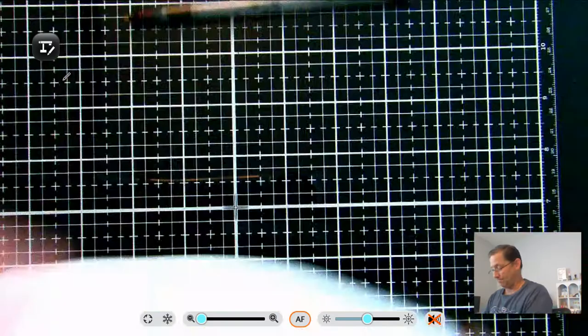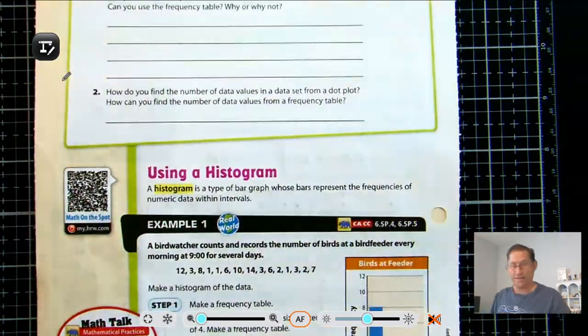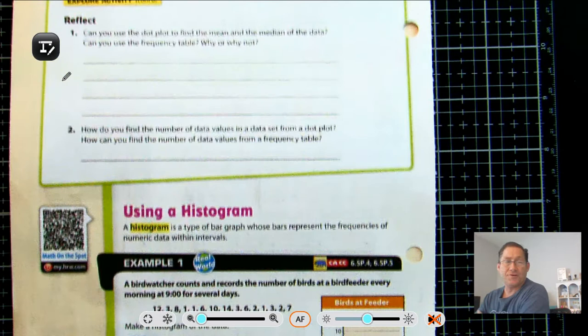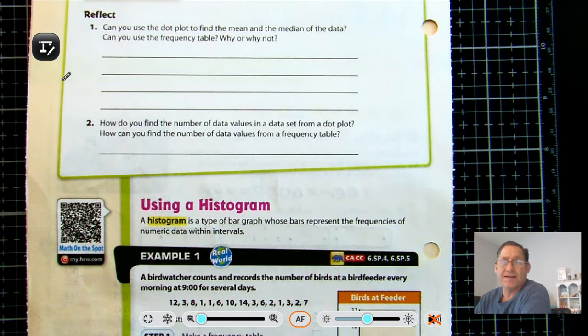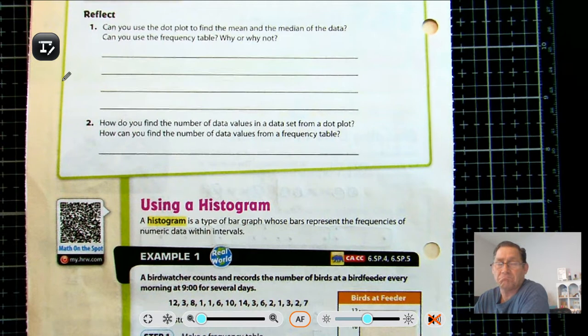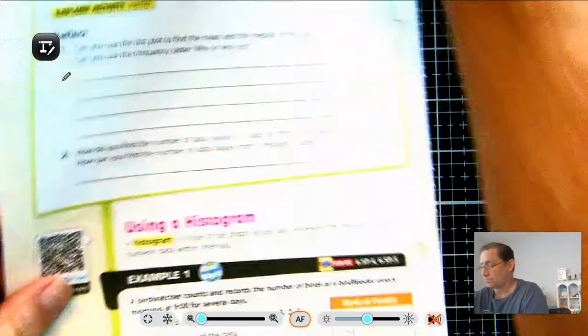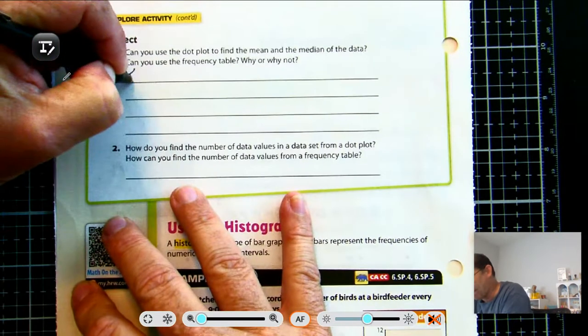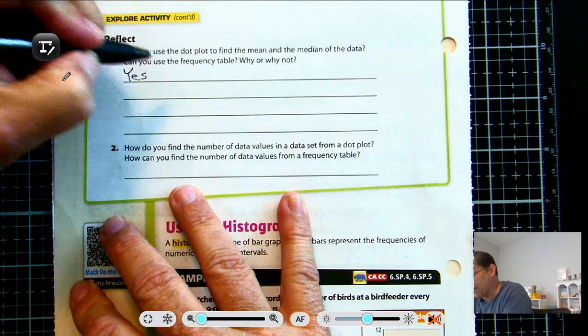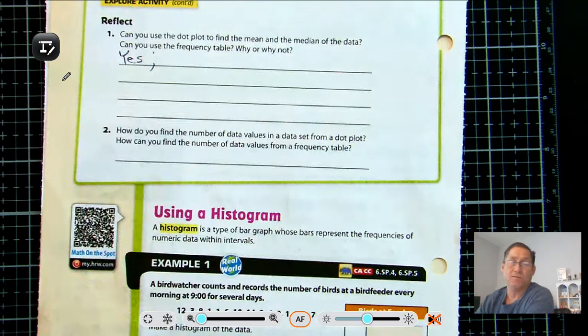All right, so page 480, number 1. Can you use the dot plot to find the mean and the median of the data? Yes, of course we can. Can you use the frequency table? Okay, so let's look at the frequency table.